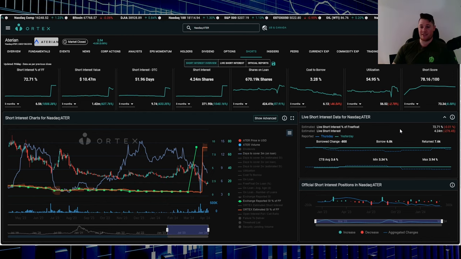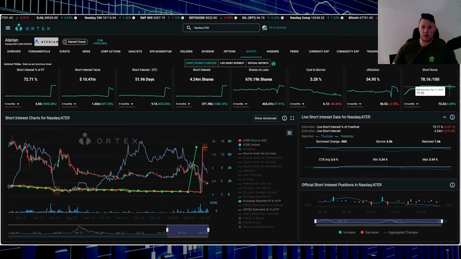So 72.71% of the free float is being shorted. That works out to be 4.24 million shares overall are being shorted. So a very low float stock, somewhat. Utilization is 54.95, and then short score is 78.16.